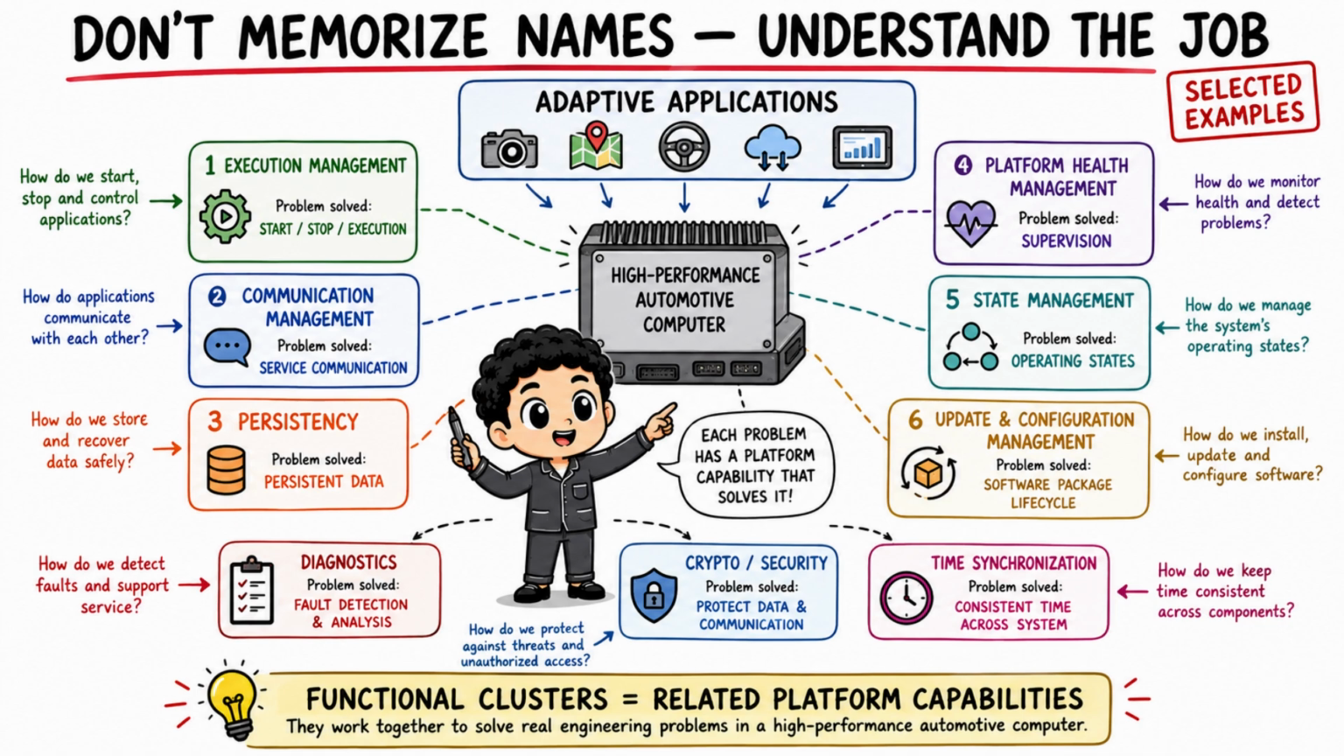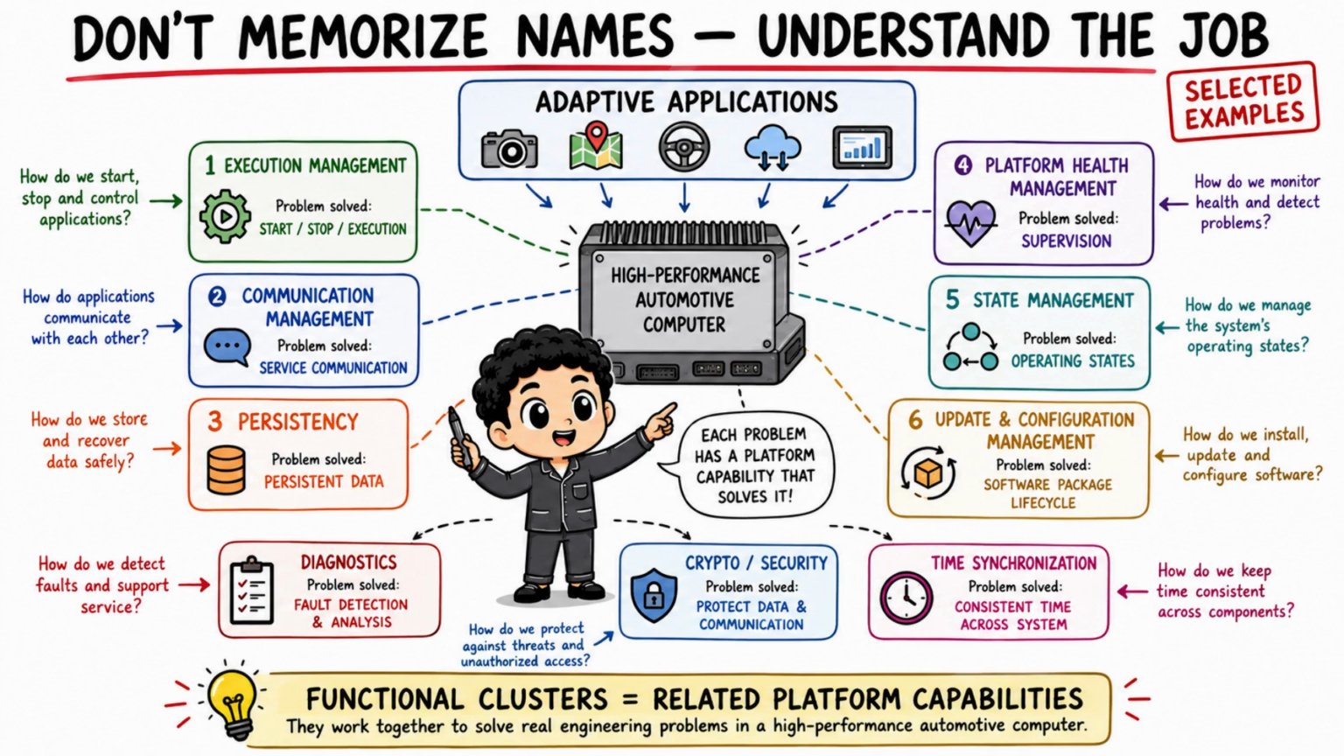Now look at some of the other functional clusters. Persistency provides standardized mechanisms for data that must survive beyond one process execution or restart. Platform health management supports supervision of software execution and platform health. State management coordinates desired operating states and works with execution management to achieve the required platform state.